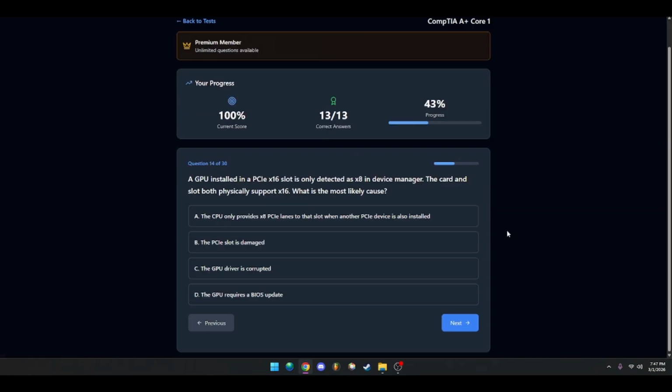Question number 14. A GPU installed in a PCIe X16 slot is only detected as X8 in Device Manager. The card and slot both physically support X16. What is the most likely cause? And the most likely cause in this situation would be A.